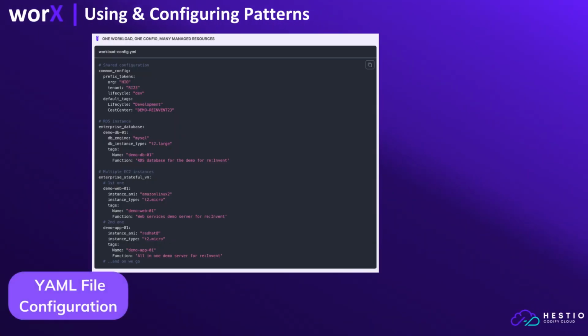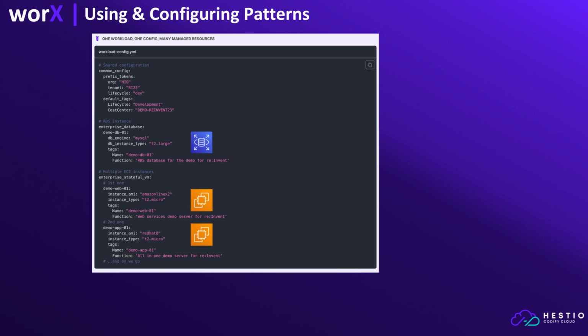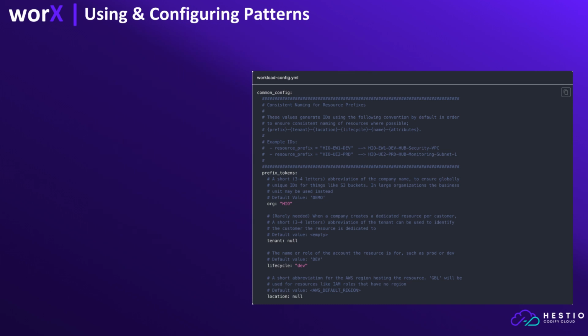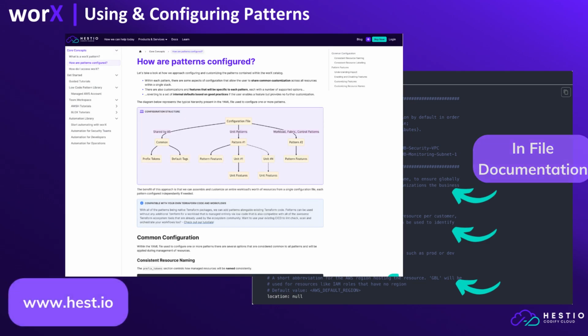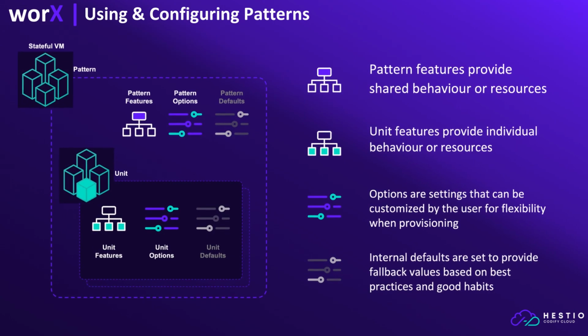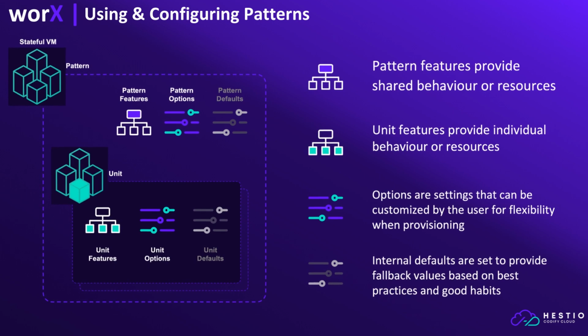Now, I'd like to talk about the structure of a worX configuration file. Configuring your AWS resources in worX is done using a single file. We provide example files with the service features and options you need. Good defaults are selected and documented within the file, as well as on our website. Each file contains a pattern section and one or more unit sections.